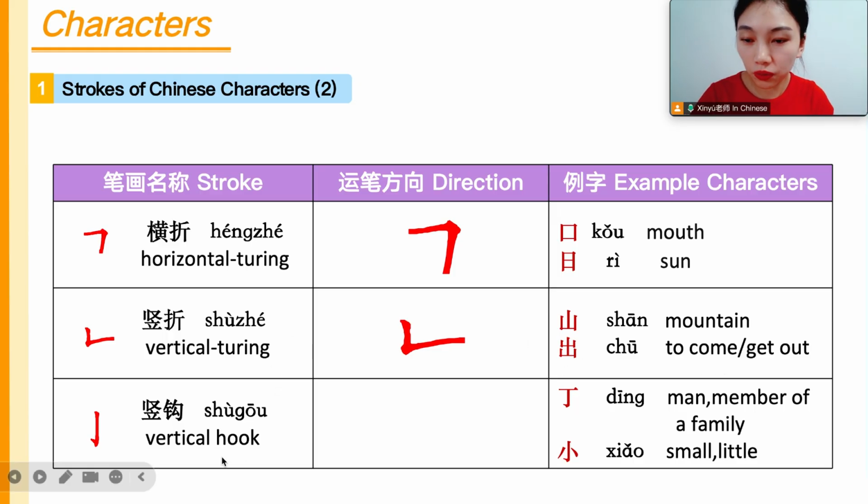And the last stroke, the vertical hook. This stroke also starts going down and finish with the small hook to the left. So the character 丁, which means man, member of a family, or 小, it has this vertical hook.